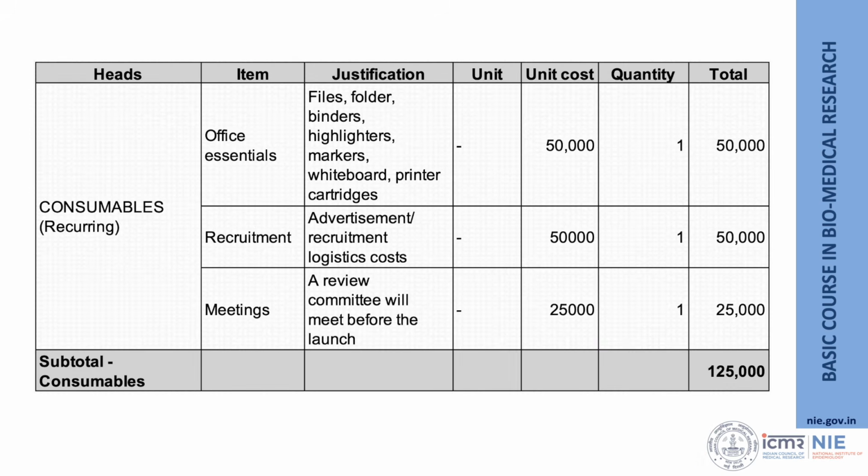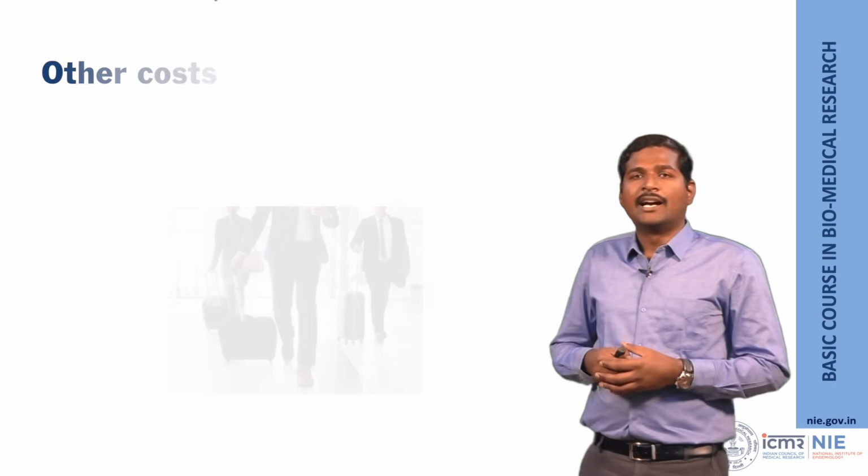Here I have shown you an example of a consumables budget. Here we have budgeted office essentials like files, folders, binders, highlighters, markers, whiteboard, printer cartridges, etc. Here I have also shown the recruitment cost, which is nothing but the advertisements that have to be sent out to recruit staff members. And I also budgeted meeting costs. Let's talk about other costs.